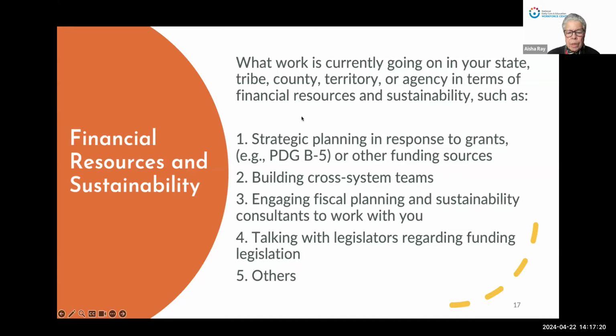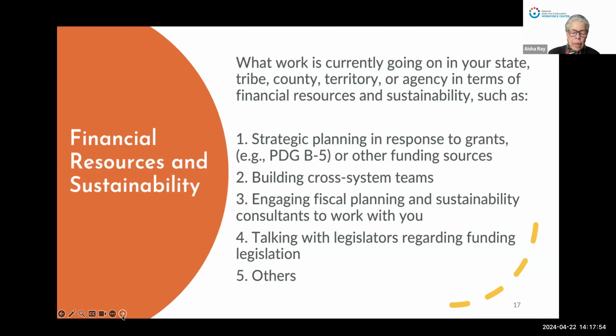Financial resources, strategic planning for financial resources and sustainability, building cross-system teams, engaging fiscal planning and sustainability consultants to work with you. Many of you indicated you were doing that already. Talking with legislators regarding funding, legislation, and others. So we are not asking you to respond to this with a poll, but we want you to really think about where you are on these particular elements that we think are critical.